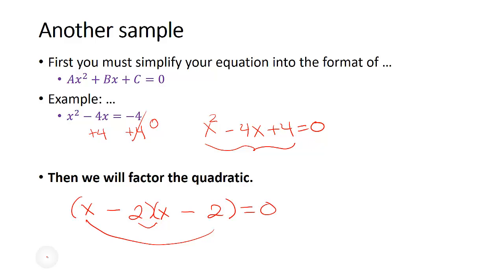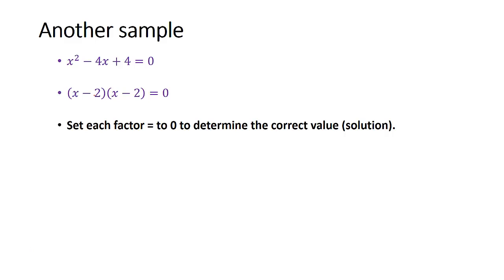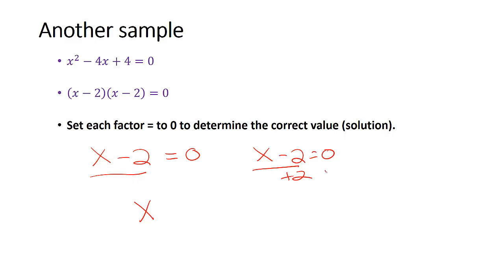Now once it's been factored, we still have this side equal to 0. So now what we're going to do is take what we've done, which is x minus 2 times x minus 2 equals 0. We're going to set each of those factors equal to 0. Now you'll notice in this particular example, the factors were the same. That means that technically I'm only going to come out with one particular answer.